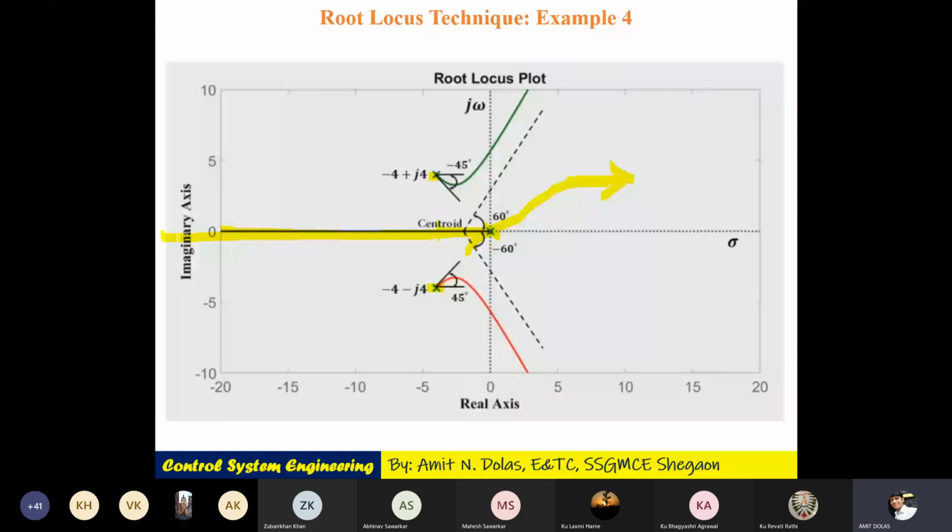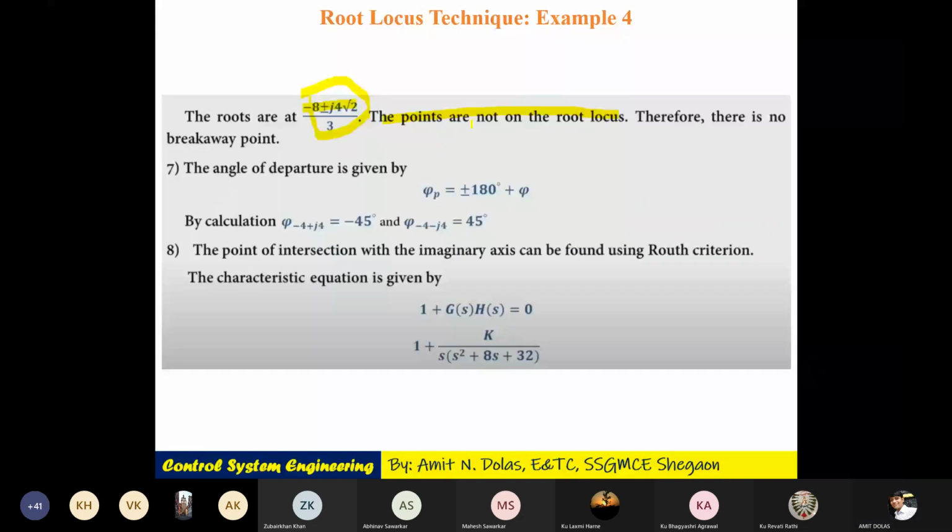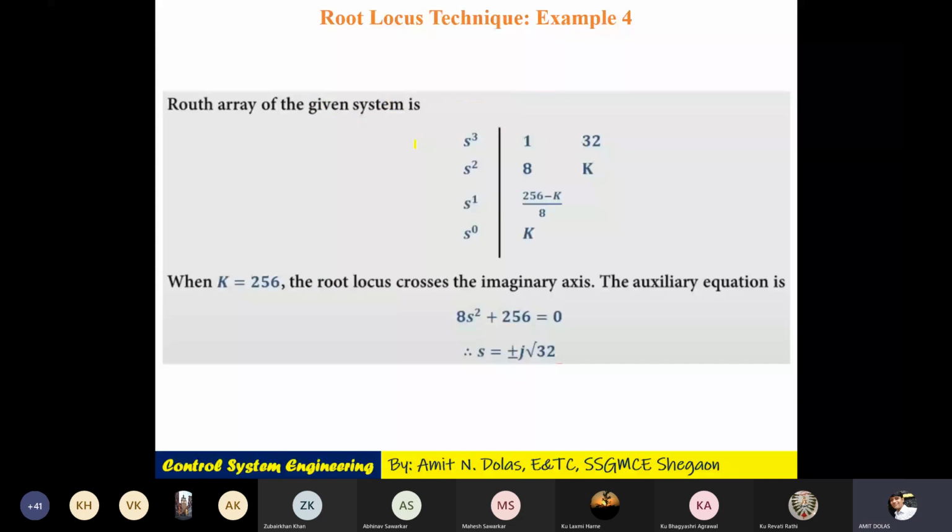And now if the breakaway point were somewhere here, then we'd say it is on the root locus. But what we got here is something else. We got a complex conjugate number. That's why this point is not on the root locus. Therefore, there is no breakaway point. The first case is correct. There is no breakaway point. Where is that point? It is not on the root locus. There is no breakaway point.